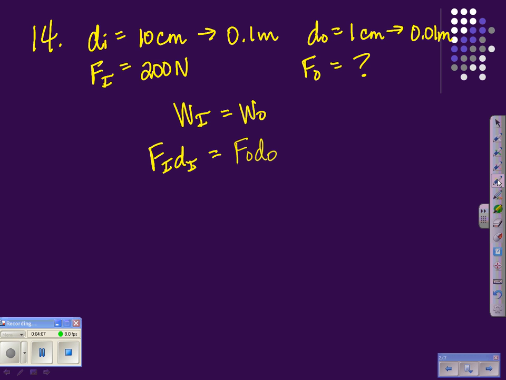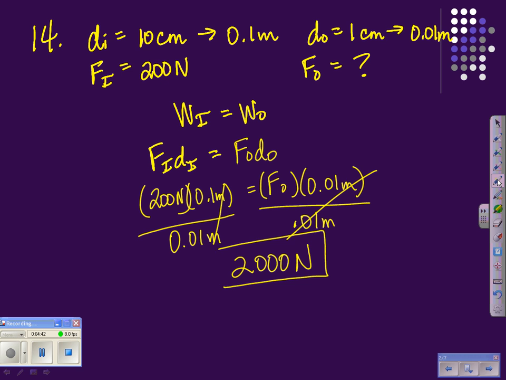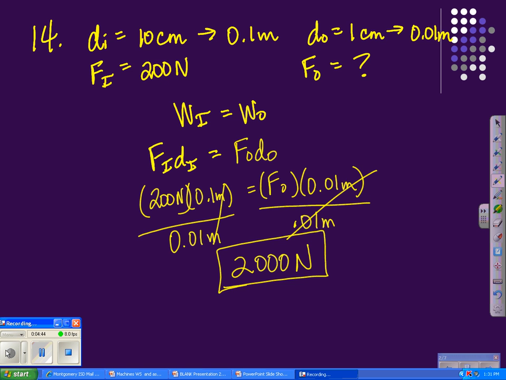All right. So we have 200 newtons times 0.1 meters equals Fo times 0.01 meters. So we divide by 0.01 meters on each side. Whatever you do to one side, you have to do to the other. So you end up with a force of, number 14, let me double check, of 2,000 newtons. You're welcome. All right, moving on.